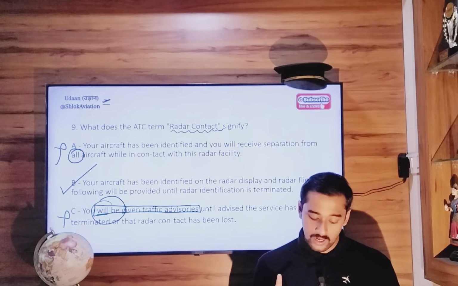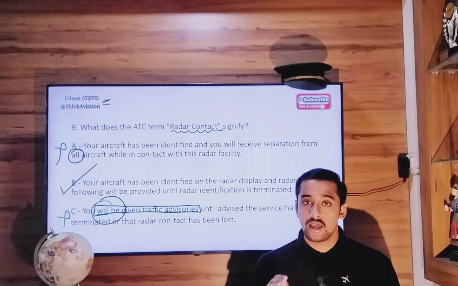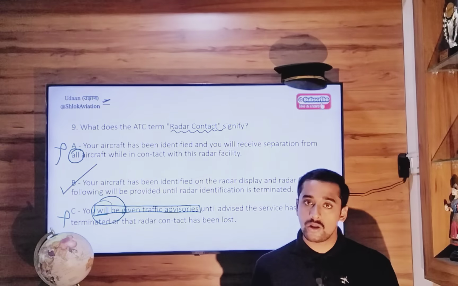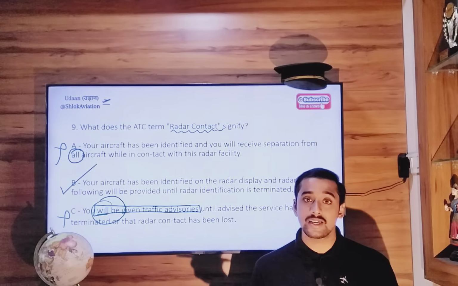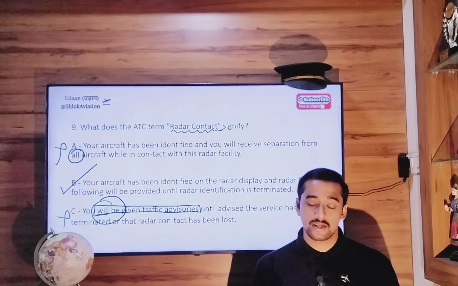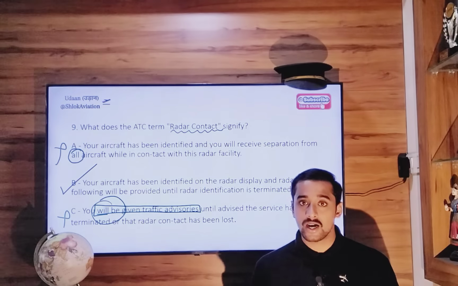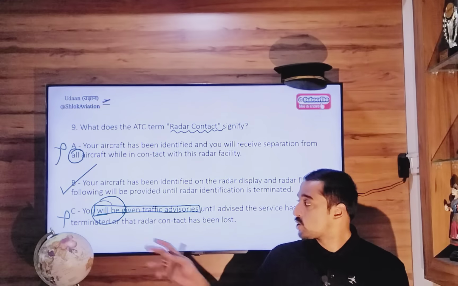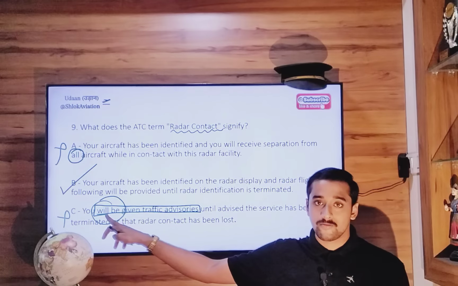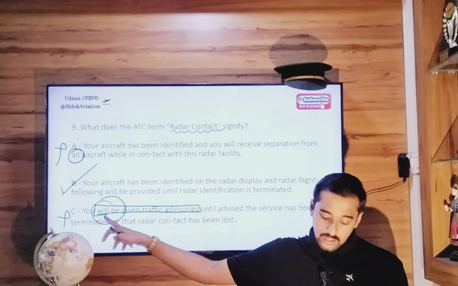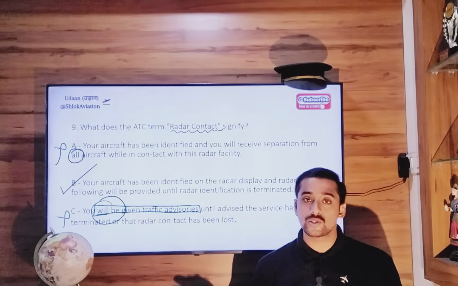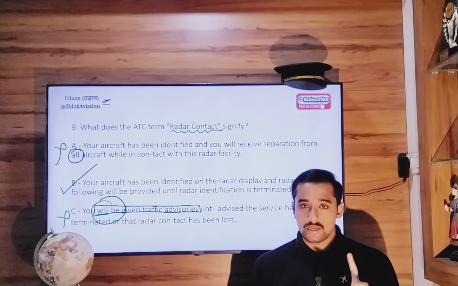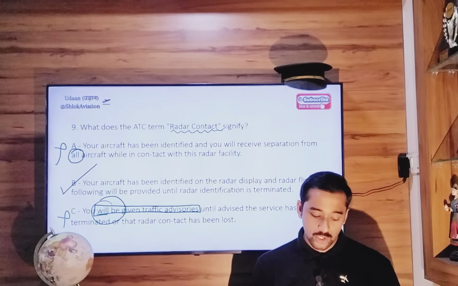It will give you traffic advisories or it may give you traffic advisories as per the workload. Okay, if ATC has little workload, it will give you traffic advisories. If ATC is burdened with lots of workload, it's not the priority of ATC or radar controller to give you traffic advisories. That will be one of his last priorities. So this word will is wrong. Instead of will, they should have used might, may. Okay, you may be given traffic advisories until advised. But will is problematic. So correct option is option Bravo.